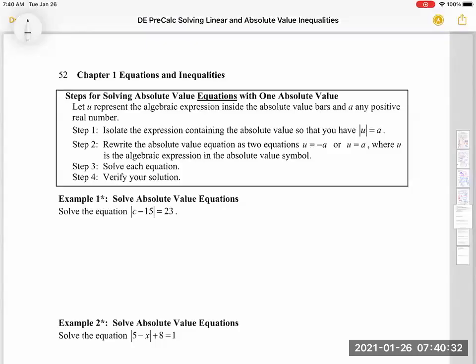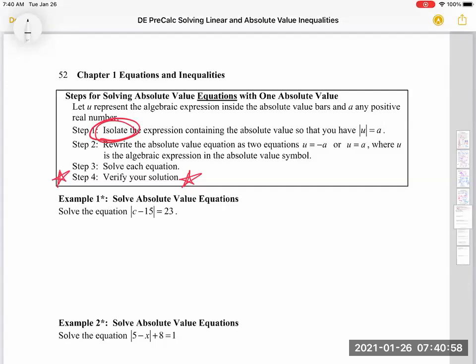Okay, so we are going to go through the steps. Steps for solving absolute value equations: isolate the expression that's in the absolute value. You always do that first. Then make two equations, then solve, then always check your answers. This is a big one. This is like when we did the radicals and the rational equations.